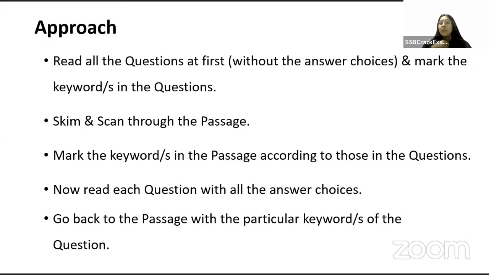Now read each question with all the answer choices, and go back to the passage. You can do it either way. If you think the passage is very difficult, because when you have a quick glance at the passage and read the question, then you understand at first glance that it's going to be a difficult one, so I need to read it very properly. But if you see it and it looks quite easy, you can just go for skimming and scanning. But if you think no, this is more difficult, I have to be more careful, then you read everything properly.